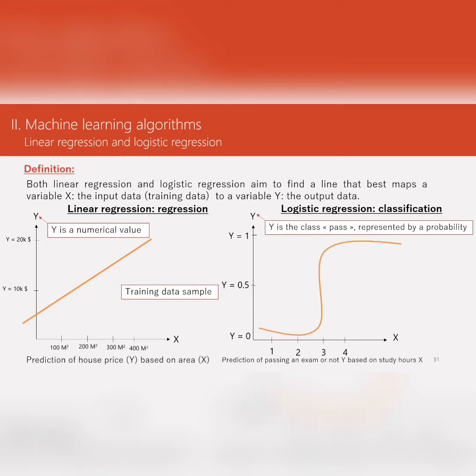Now, after training our linear regression model, we can use it in prediction. For example, for a house with 200 square meters, the price is going to be $12,000. In the same way, we can use logistic regression for classification. For example, if a student studies 4 hours in a day, then the probability of passing is 0.9, which is equivalent to the class label pass because it is higher than our threshold 0.5.